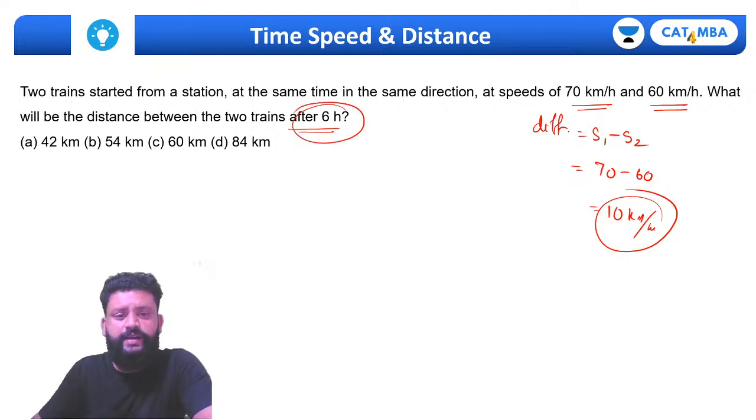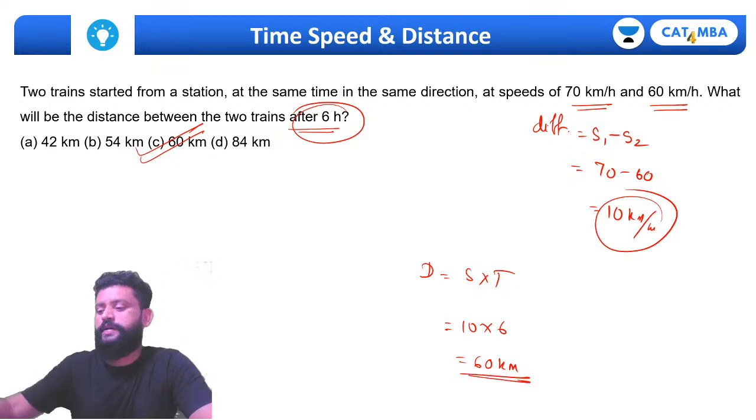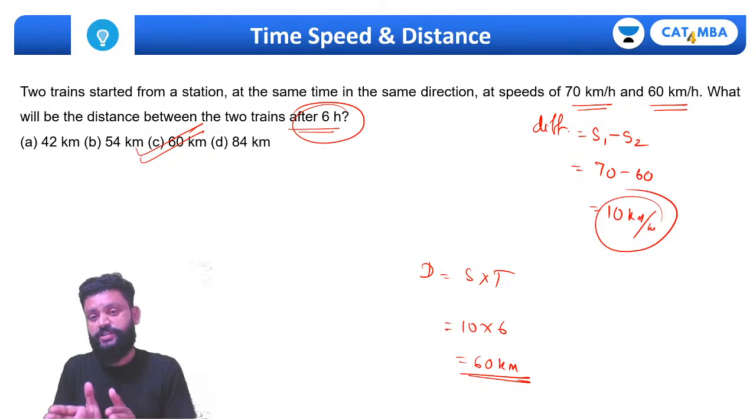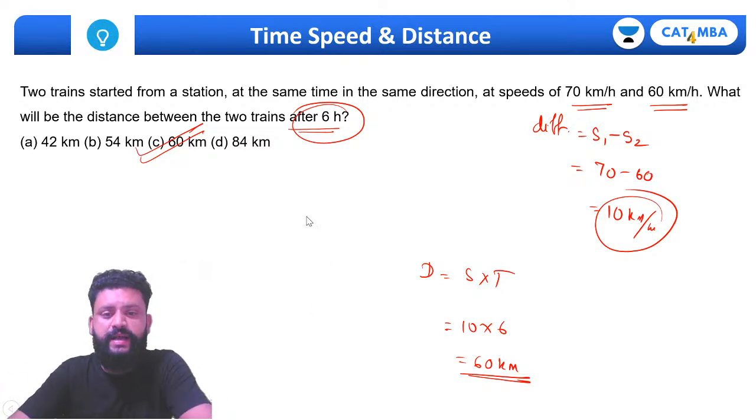And the time is 6 hours, so it has to be 60 kilometers. Distance is speed into time, that comes out to be 10 into 6, 60 किलोमीटर. As simple as that. Once you understand the concept that same direction अगर है तो speed का difference लेना है, and अगर towards each other है तो speed को add कर देना है. That's as simple as that.